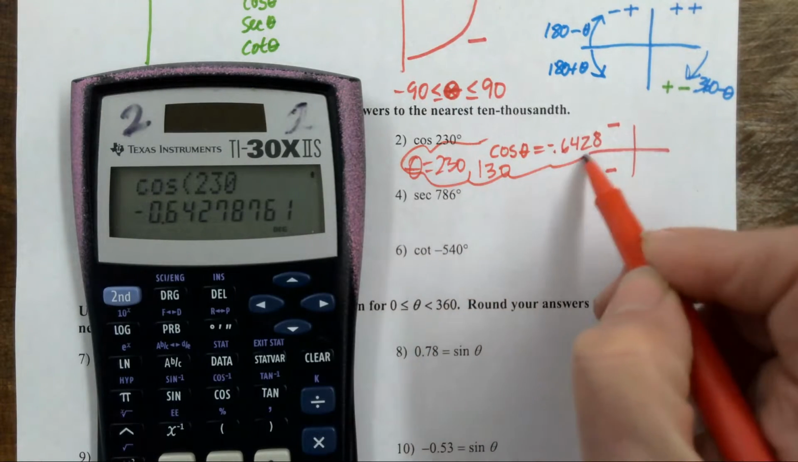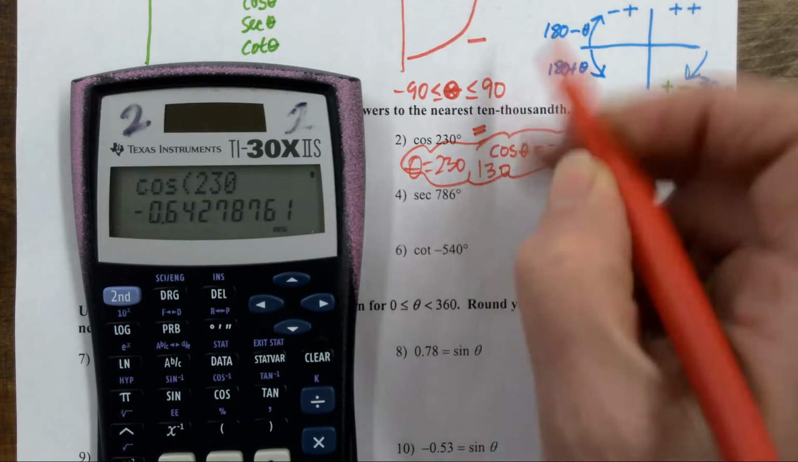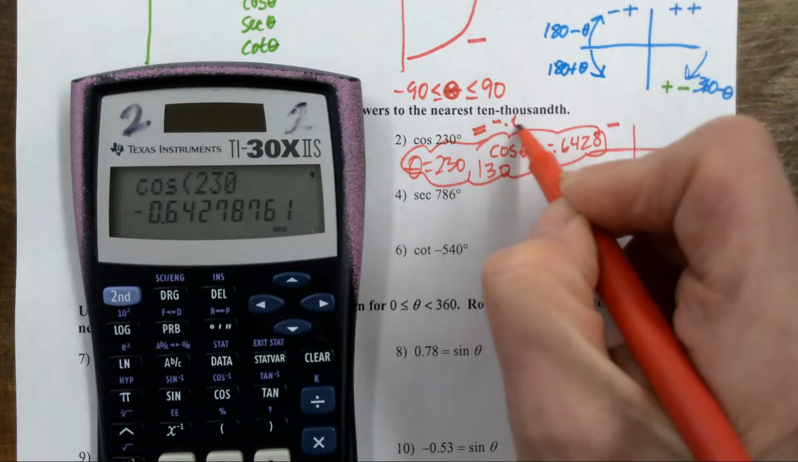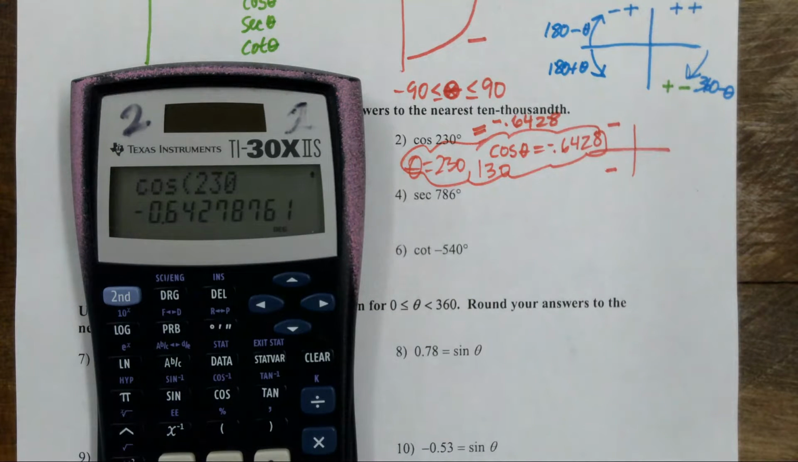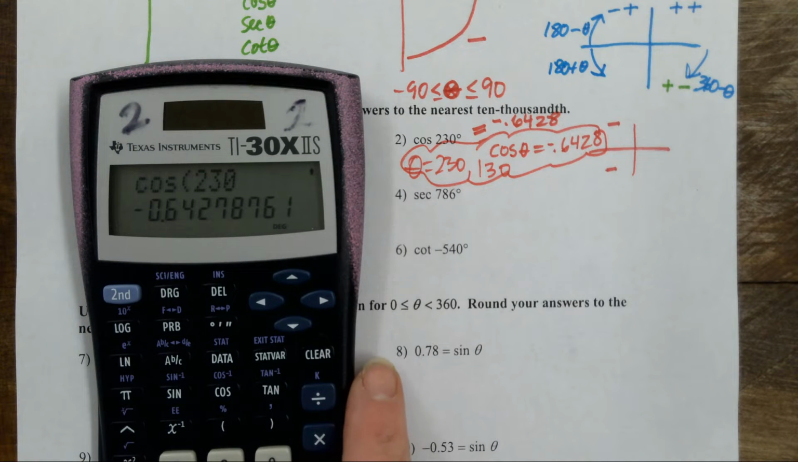This is me doing a little bit of work. This answer here is negative 0.6428. And so what we're going to do is learn how to interpret our calculators and learn how to pull our answers out of the calculators. That's what we're going to be working on today. Don't trust that the answer you get is the exact answer.